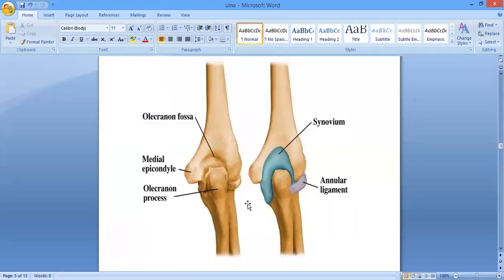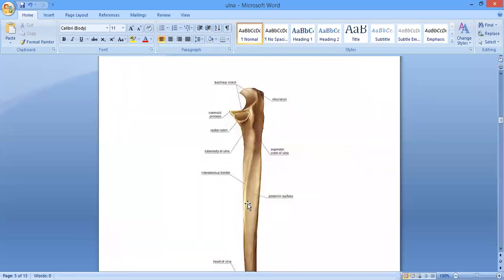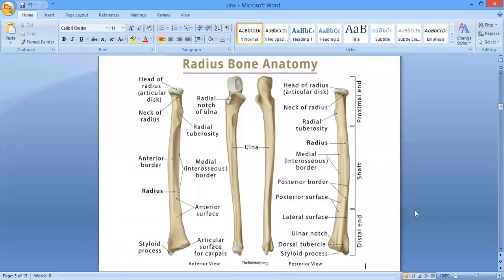Okay, we'll talk about the dorsal border. Now the dorsal border, you see this one. The dorsal border is subcutaneous. You can feel it yourself on the dorsal aspect of your forearm. So it is a subcutaneous border.